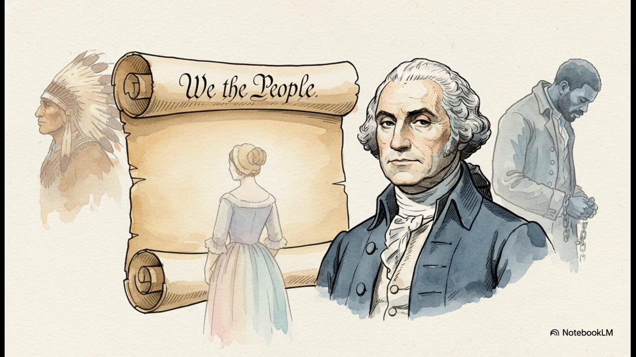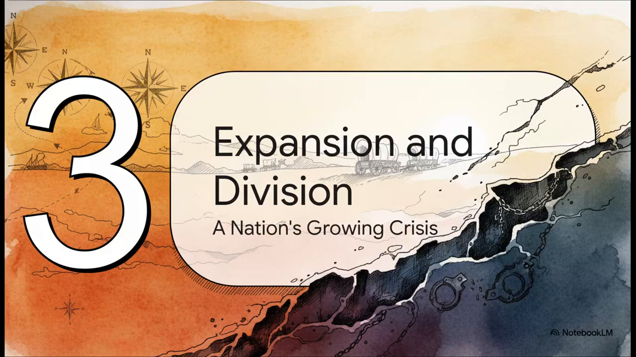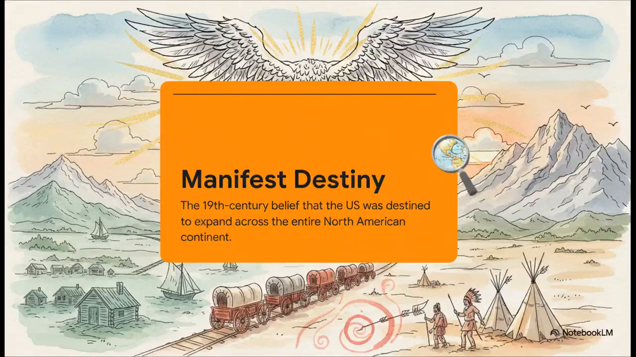But, and this is a huge but, it's so important to remember that those soaring ideals of freedom and equality didn't apply to everyone. Women, Native Americans, and of course, millions of enslaved people were completely left out of the promise. So this young country begins to grow, pushing its borders westward at an incredible speed. But as the nation got bigger, a deep, dark crack running right down the middle of it got bigger and bigger too.